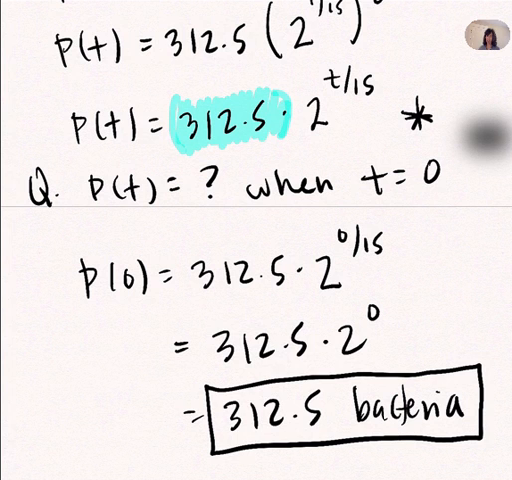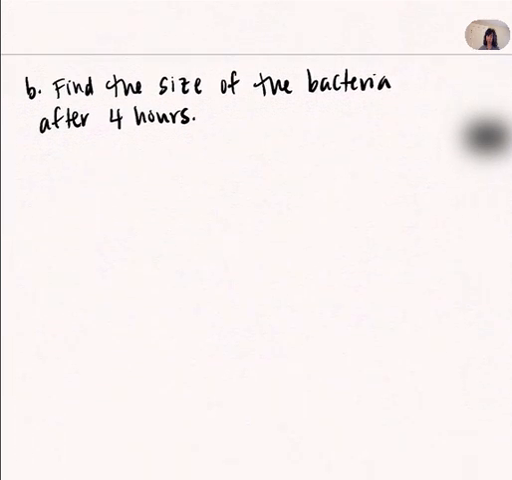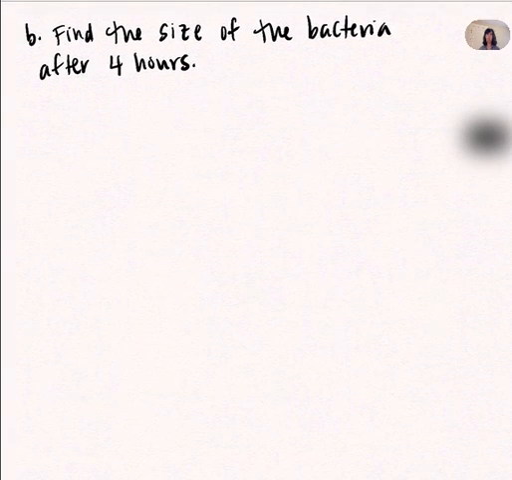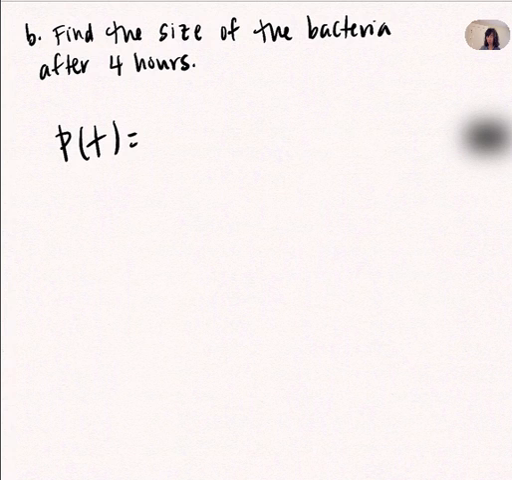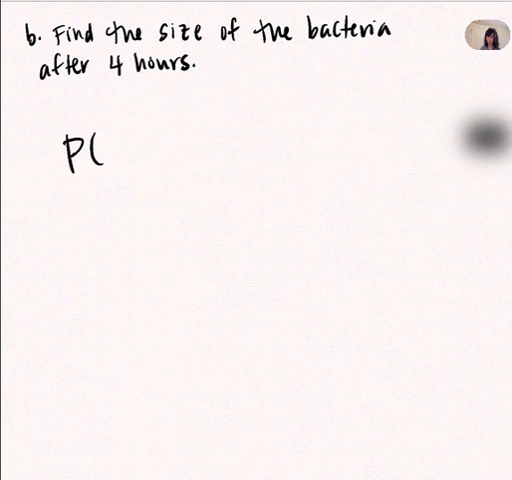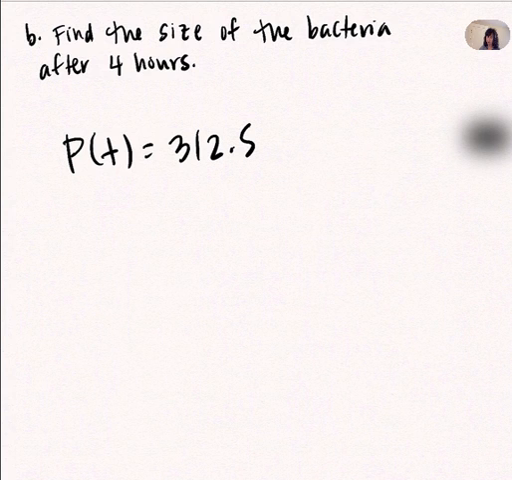Okay, let's look at part B. Find the size of the bacteria after 4 hours. Now this part's going to be a little shorter because we already have found our equation. We know P of t equals A times B to the t, well, let's actually just write down the equation we already came up with. So we know that P of t is equal to 312.5 times 2 to the t over 15.